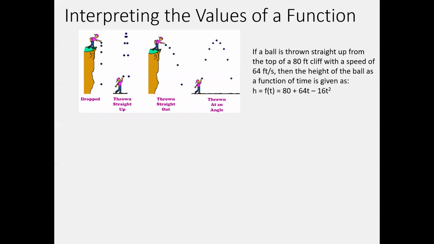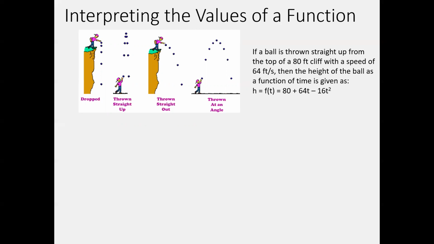How do we interpret this new notation that we have here of function values? Suppose a ball is thrown straight up from the top of a cliff, 80 feet high, and we throw it up with a speed of 64 feet per second. Then the height of the ball can be given as a function of time. We will derive this equation in due time. For now, we'll just take my word for it that the equation of the height of the ball depends upon the time.